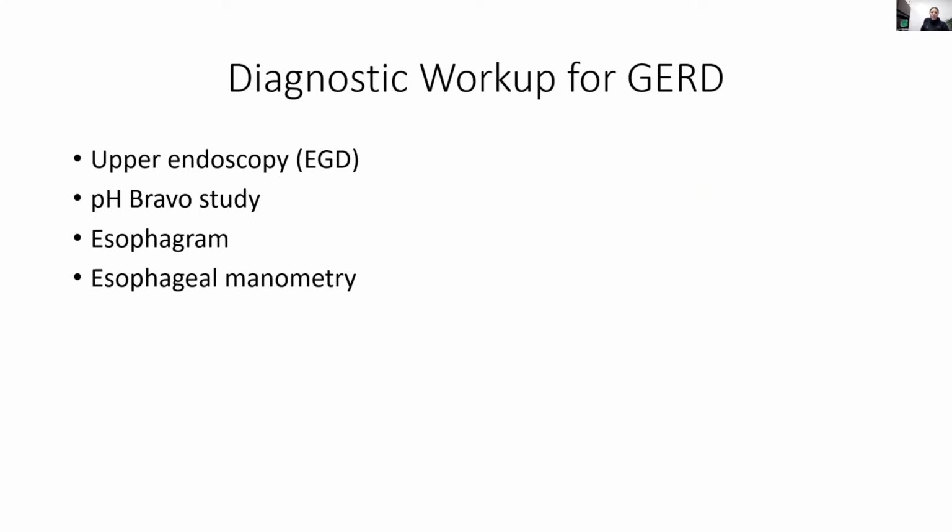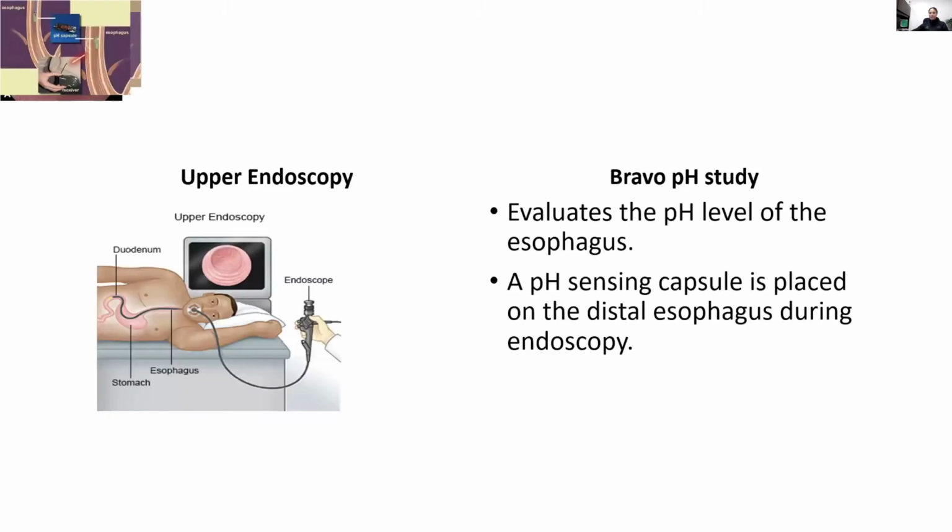So there are several things that we can do to diagnose gastroesophageal reflux disease. It usually starts with the GI doctor, and that's when they do either an EGD, also called an upper endoscopy. I have a picture on the next slide that I'll go over in a little more detail. The other study that we sometimes do is called a pH Bravo study, a special X-ray called an esophagram, and esophageal manometry, which evaluates the motility of the stomach, or excuse me, of the esophagus.